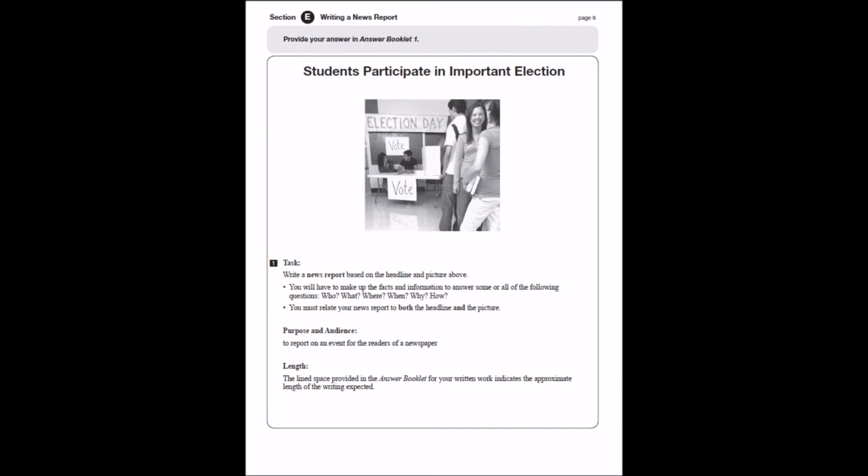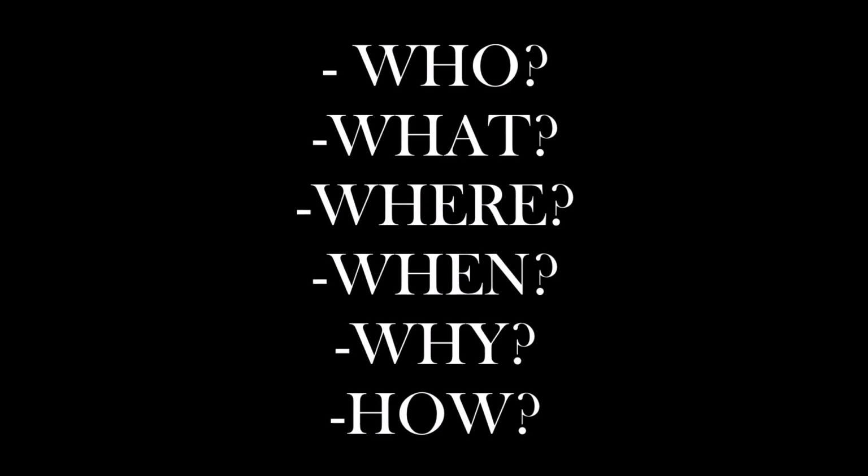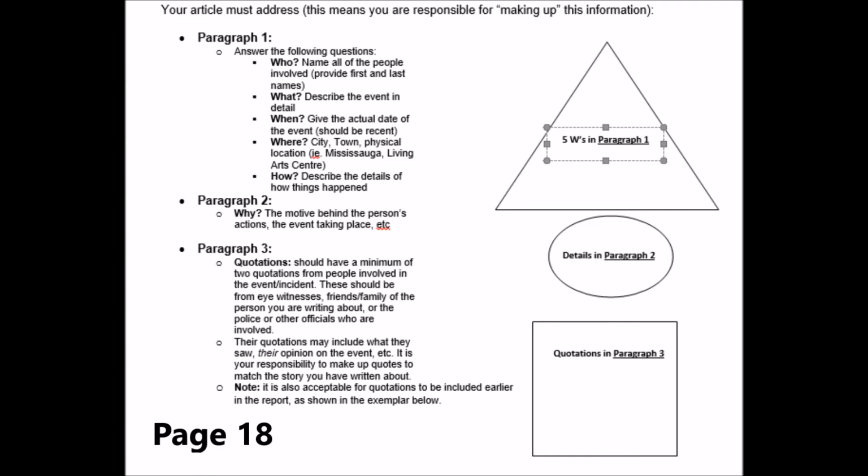For the literacy test, you'll be required to write a news report based off of the picture and headline provided for you. You'll have to make up and brainstorm facts and information to answer the questions: who, what, where, when, why, and how. You'll have to write a 1-page report on the event. Your audience is an adult reader of a newspaper. So go to page 18, please. Take out a highlighter, and let's take a look at the format that we're explaining with a triangle, circle, and square.